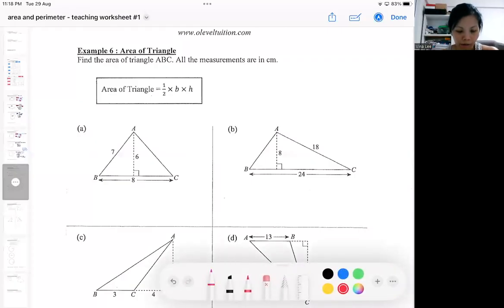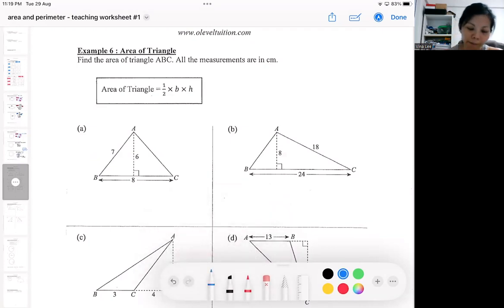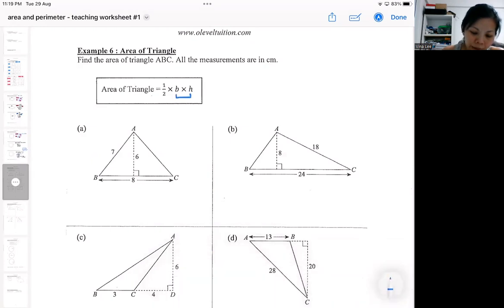In this section, we are exploring the triangle, the area of a triangle, and also solving for x from the area of a triangle. Most of you already know this formula: half times base times height. But the condition for the base and height is that they must be perpendicular to each other. So there must be a 90-degree angle between the base and height.